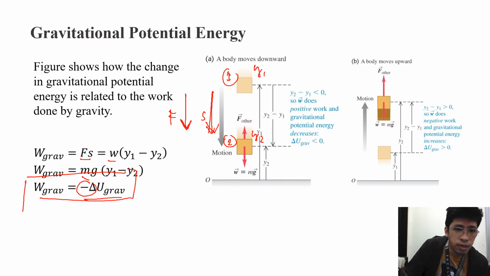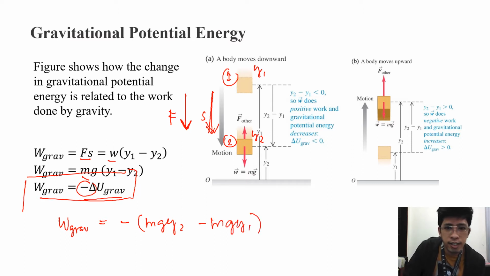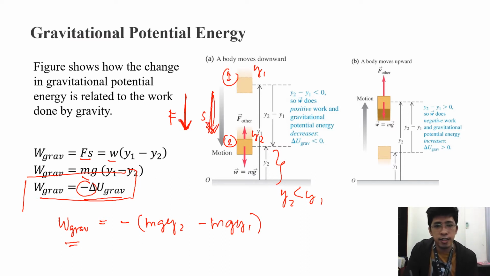Okay, so your work due to gravity is equal to the negative of mg y2 minus mg y1. As you can see here, your y2 is less than your y1. So if this negative sign is not present, it will give you a negative work done, which is false, because here your force and your displacement are both in the same direction. So your work should be positive.